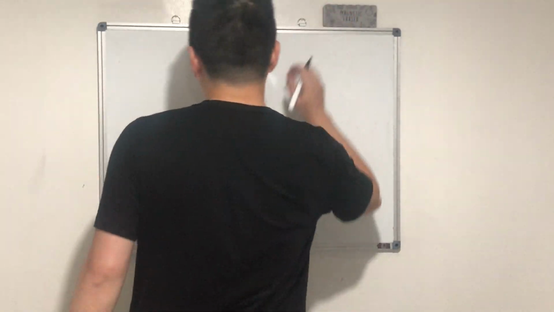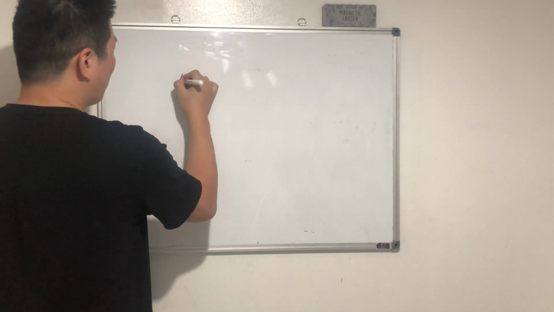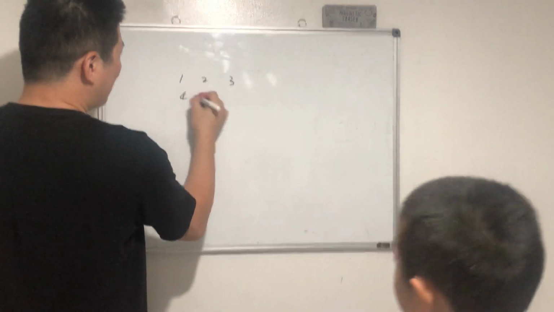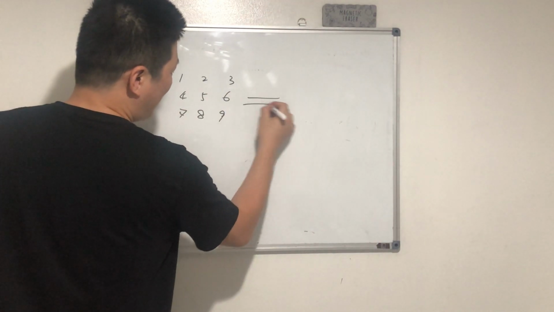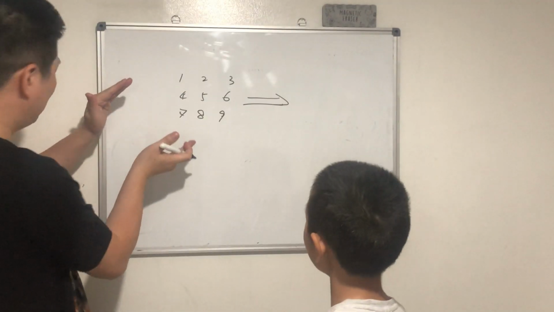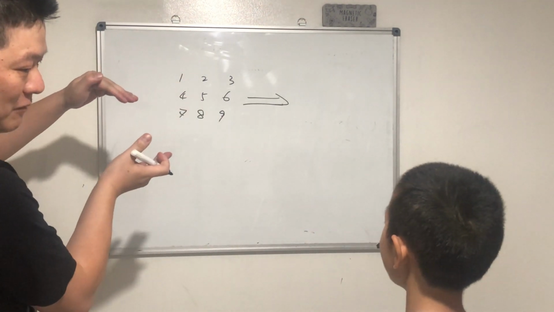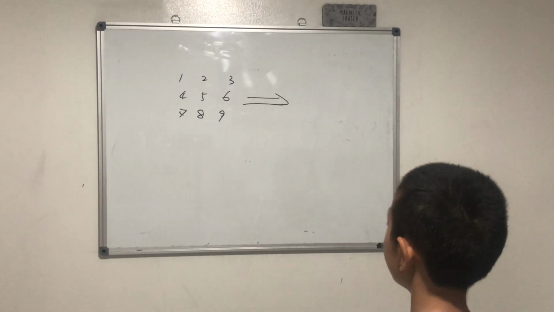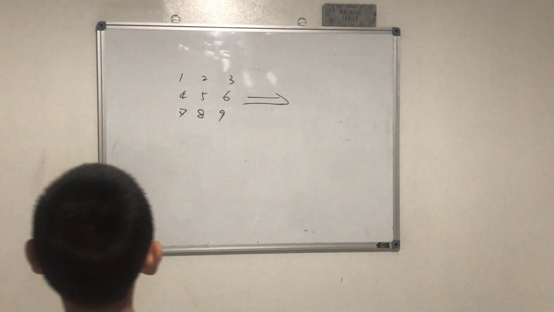Okay. So yesterday we talked about rotating the matrix 90 degrees. Let's take a review. Like 1, 2, 3, 4, 5, 6, 7, 8, 9. How do we rotate this 90 degrees? There will be 7, 4, 1. So how can we rotate this? 8, 5, 2. How can we rotate this? 9, 6, 3. How can we rotate this?